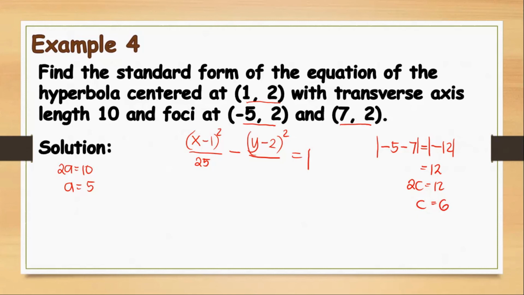Okay? Since our c is equal to 6, let's find our b. b is equal to square root of 6 squared, which is 36, minus a squared, which is 25. So 36 minus 25 equals square root of 11. So our b is equal to square root of 11, and so our b squared here is 11. This will be the standard form of the given equation.